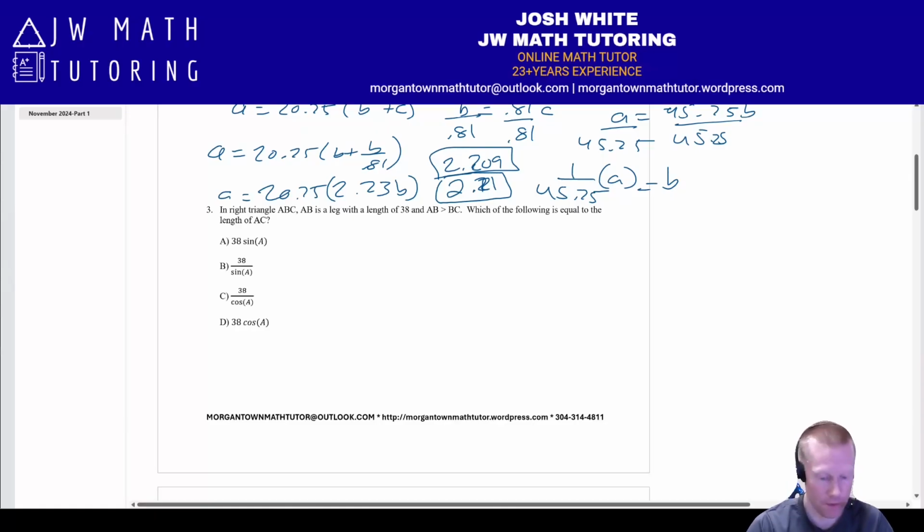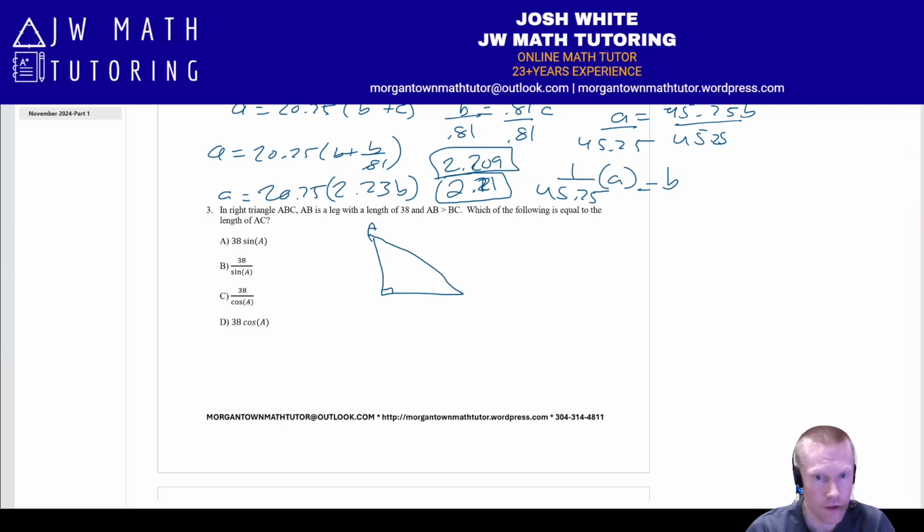All right, next up at the bottom of the page, we have a basic trigonometry problem. On this one, essentially you have a right triangle ABC. We know that AB is a leg, so I'm just going to label it like this. We also know AB is greater than BC. That tells us that these are both legs. So that means the triangle has to look like this with B as the right angle.